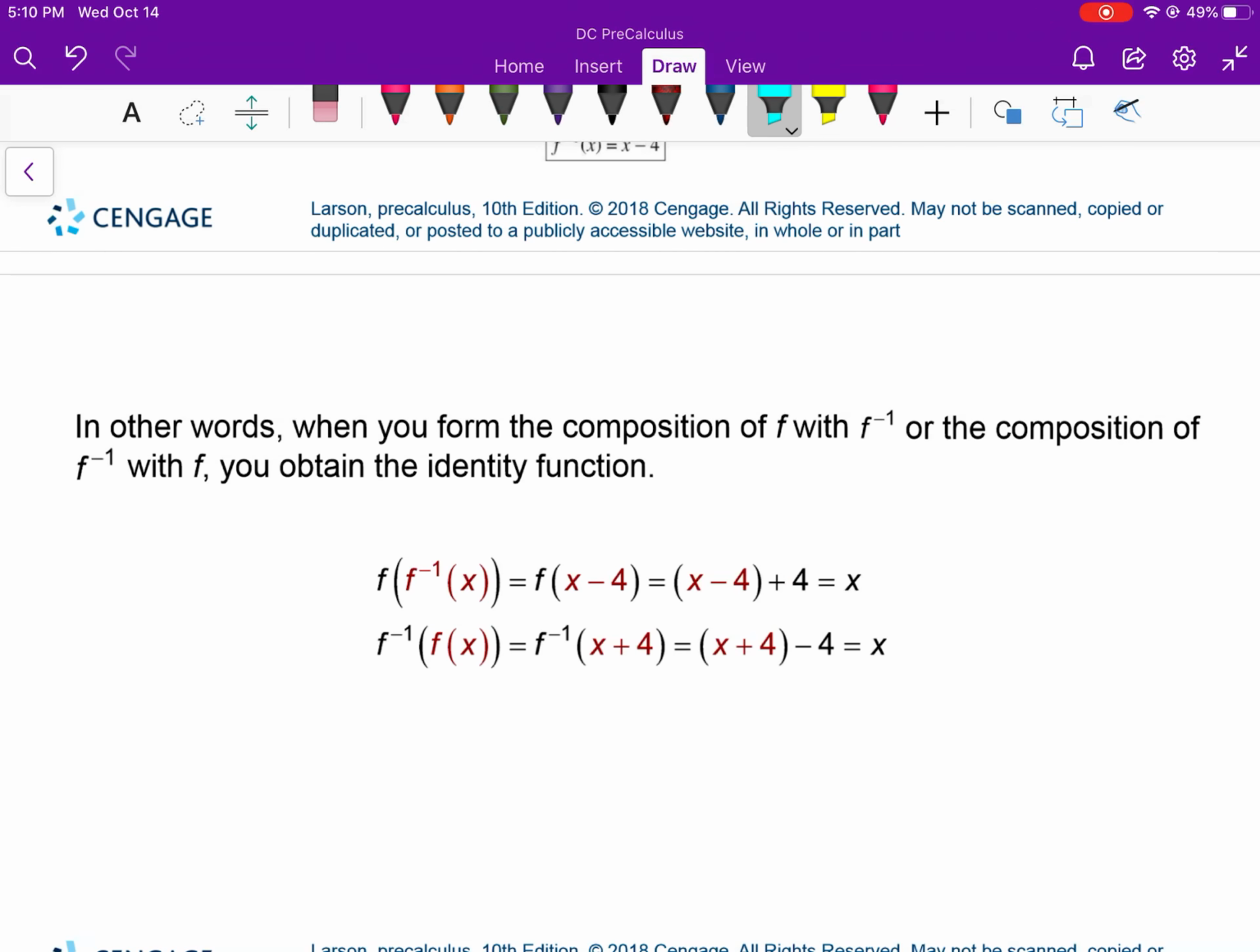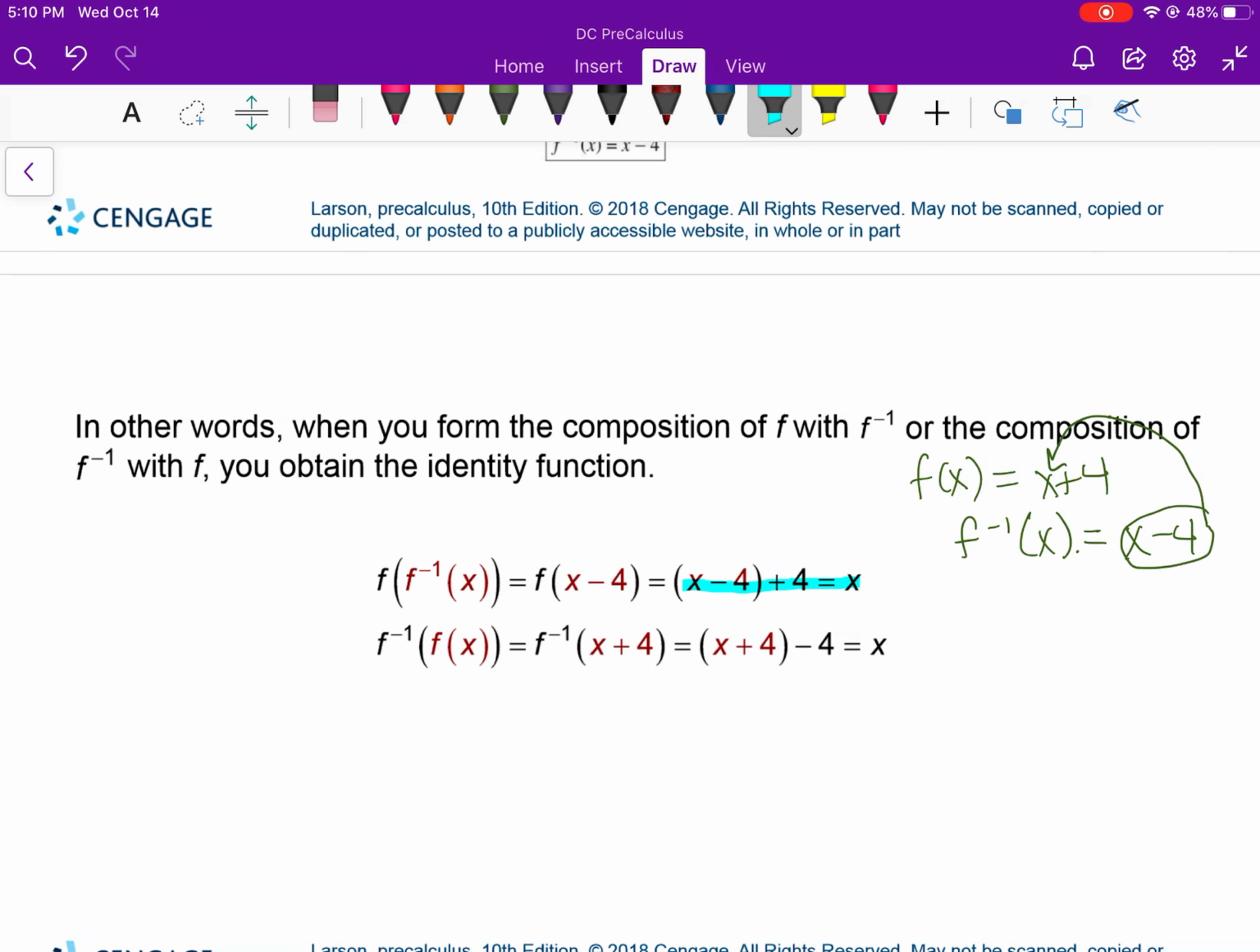When you take the composites, when you put f inverse inside of f, so remember here that f of x was x plus 4, and f inverse of x was x minus 4. If I take f inverse and I put it back in for x in the original function, I'll get x back. So if I take this and I put it in for x, then I'll be right here and I get x as a result.